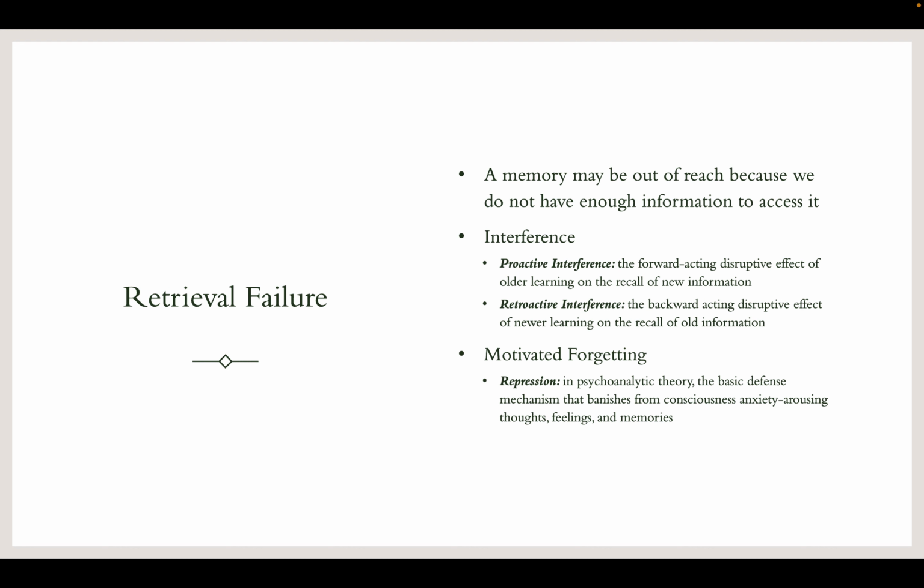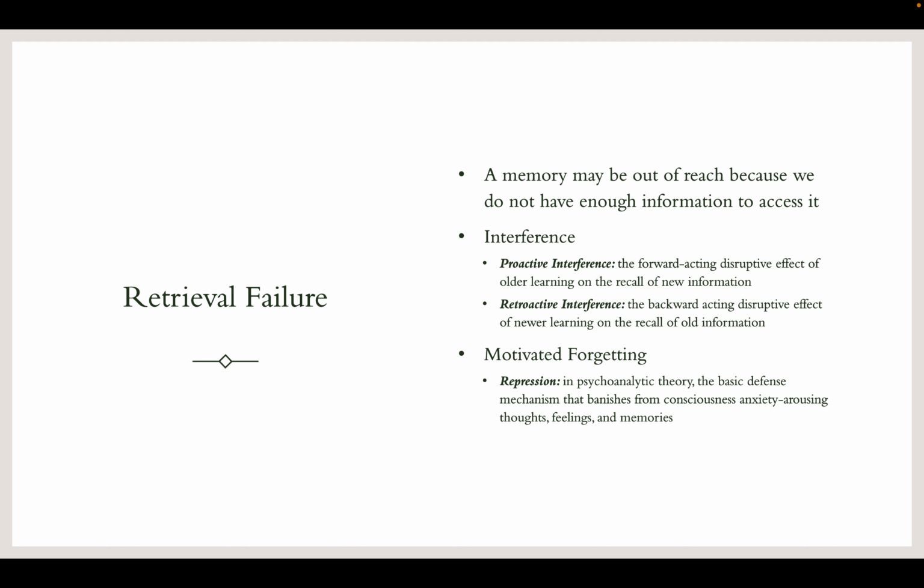Old and new information do not always compete. However, they can. An example of how they don't compete is knowing Spanish can help you potentially learn French or Italian faster because of the similarities. So this is a part of retrieval failure, the interference that might be preventing you from remembering something, either proactive interference or retroactive interference.